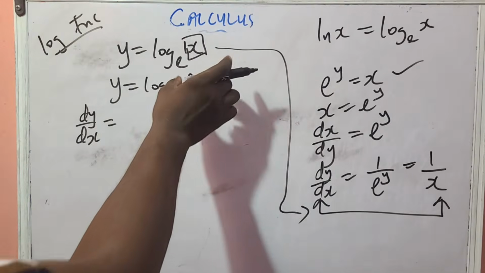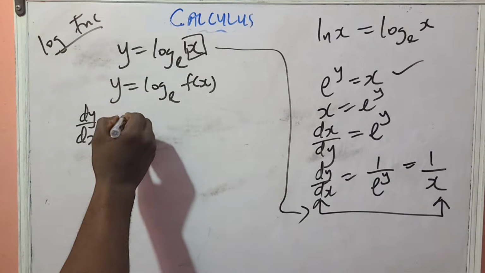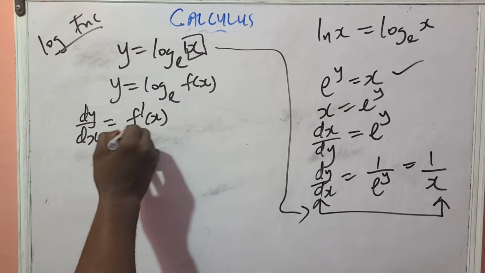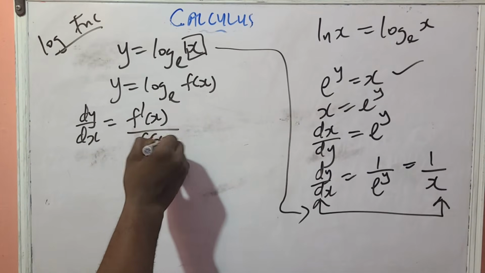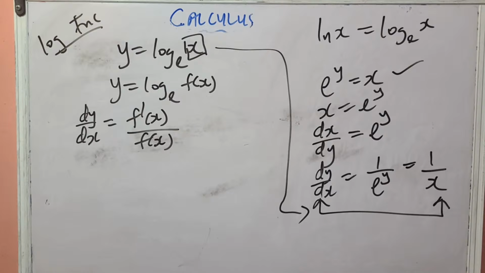I will go on to differentiate this f(x). So this is what you will always do: f prime of x over f of x. That's the answer. That's always going to be the answer. This is what we will be doing every time we have a logarithm function. And you'll see how simple this is now.